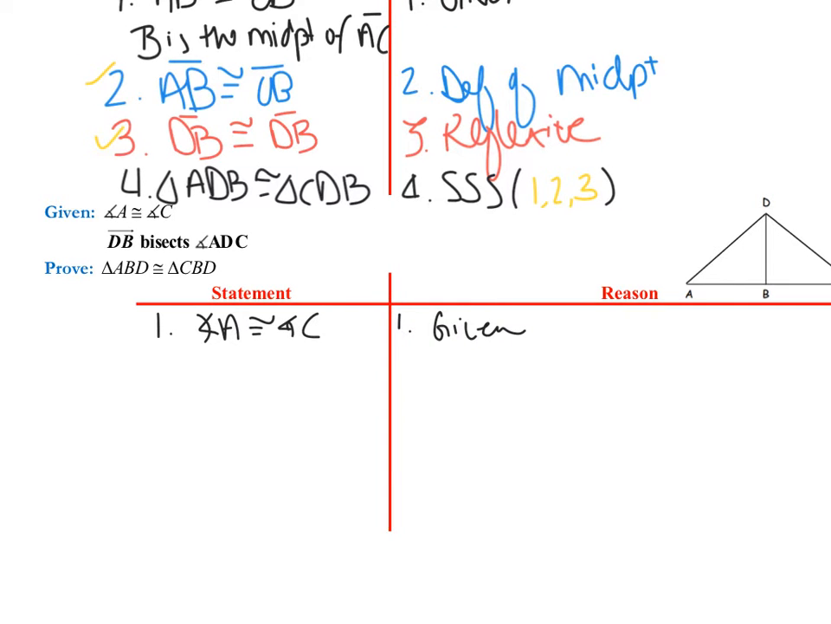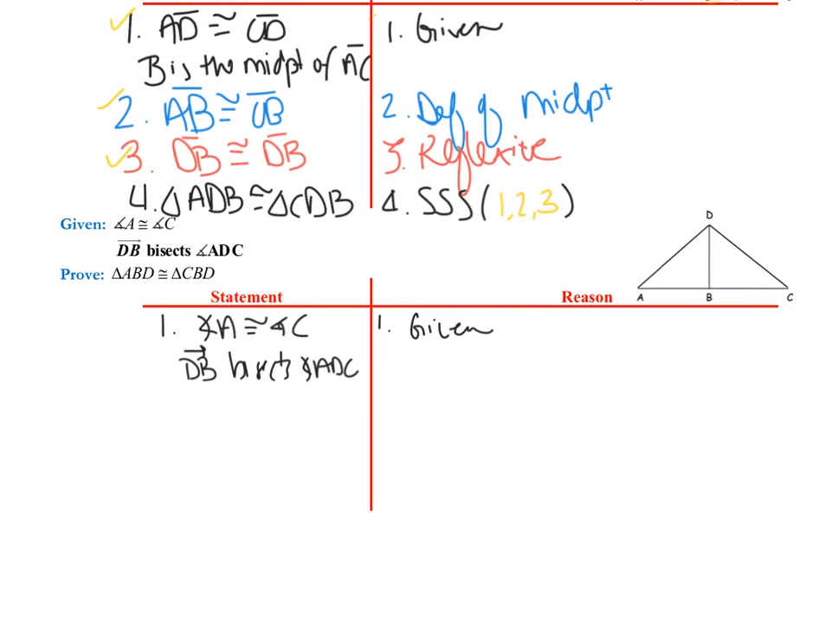And we have ray DB bisects angle ADC. So the only thing we can mark on our diagram right now is that A is congruent to C. It's the only thing we can mark. Remember that anytime you're given bisect or perpendicular, you need to dissect it. So DB bisects ADC. So here is ADC, and I'm going to bisect that.